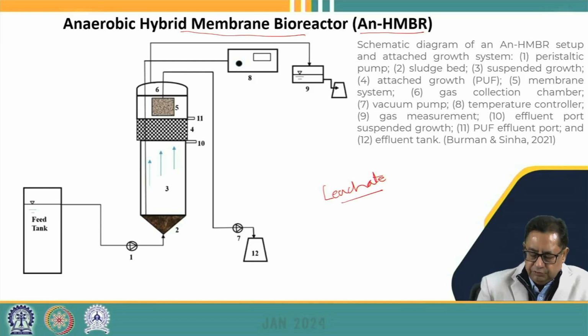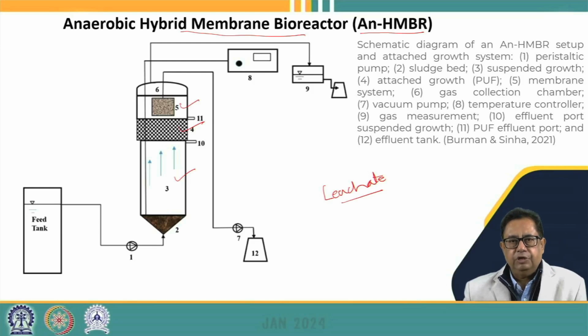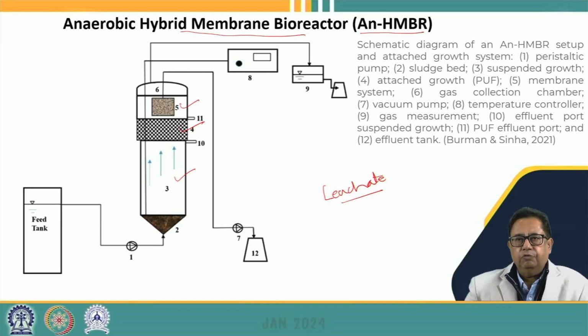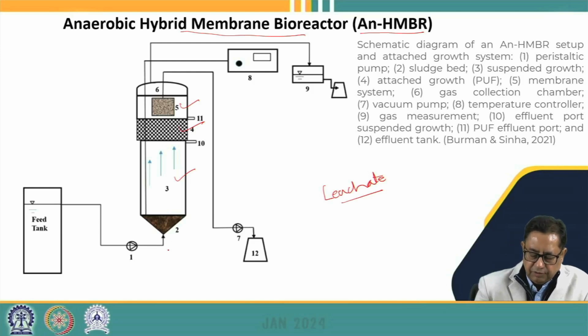Hybrid basically means that we have the suspended growth systems, the attached growth systems, as well as the membrane process involved here. The treated wastewater passes through the membrane, so it produces a very high quality effluent. This is the upflow system, and in the upflow system we have the sludge blanket. In the sludge blanket, we have the suspended growth of the microbes, and because this is an anaerobic hybrid membrane bioreactor, gas production also takes place from here. The biogas is removed.